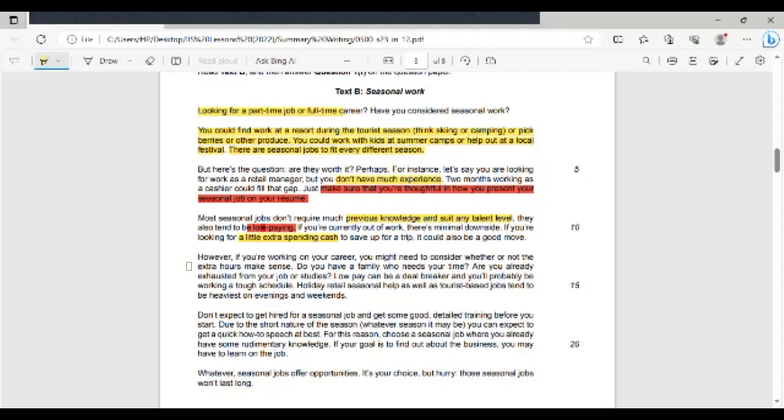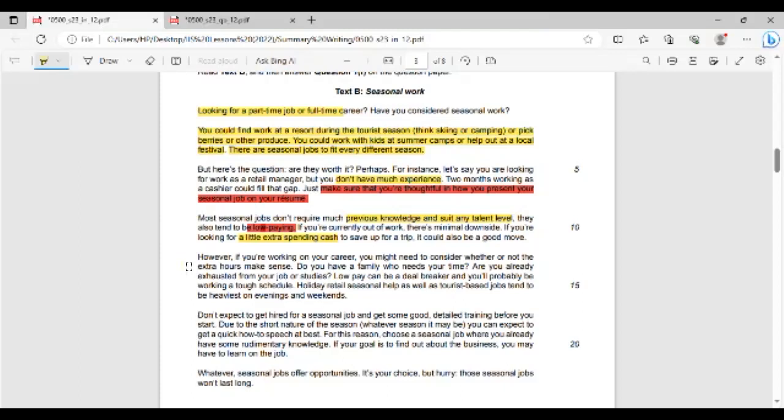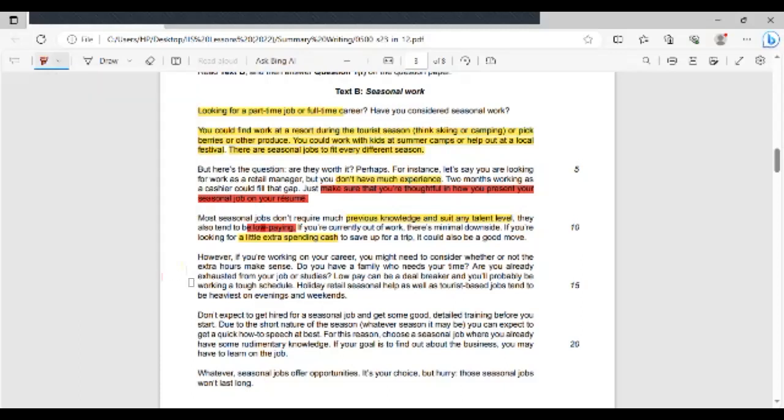However, if you're working on your career, you might need to consider whether or not the extra hours make sense. Do you have a family who needs your time? That's a rhetorical question. Are you already exhausted from your job or studies? Low pay can be a deal breaker, and you probably will be working a tough schedule. So we see another disadvantage there, okay, that seasonal jobs could give you a tough schedule, a tight schedule. Holiday, retail, seasonal help, as well as tourist-based jobs tend to be heaviest on evenings and weekends.